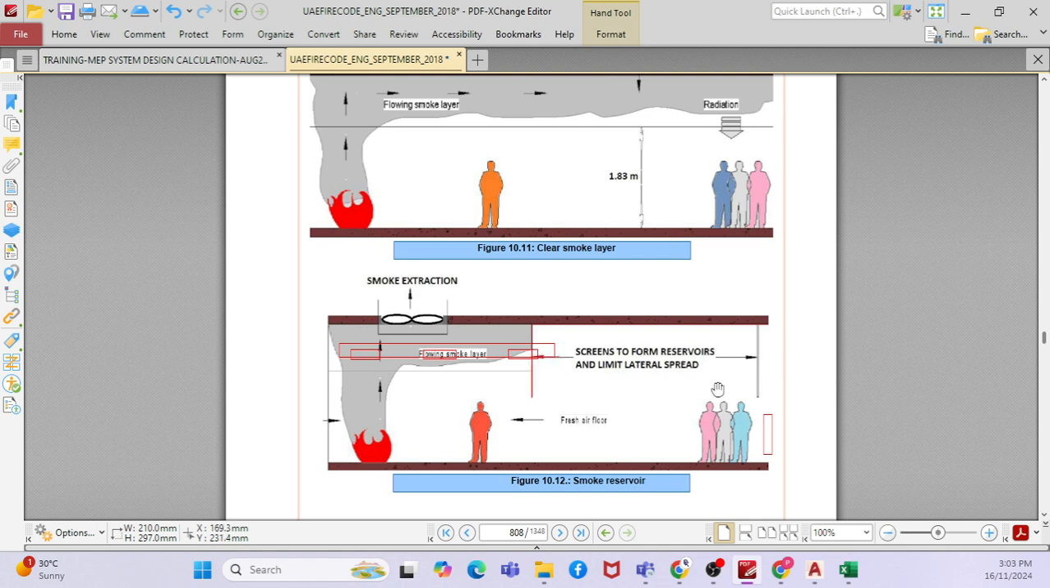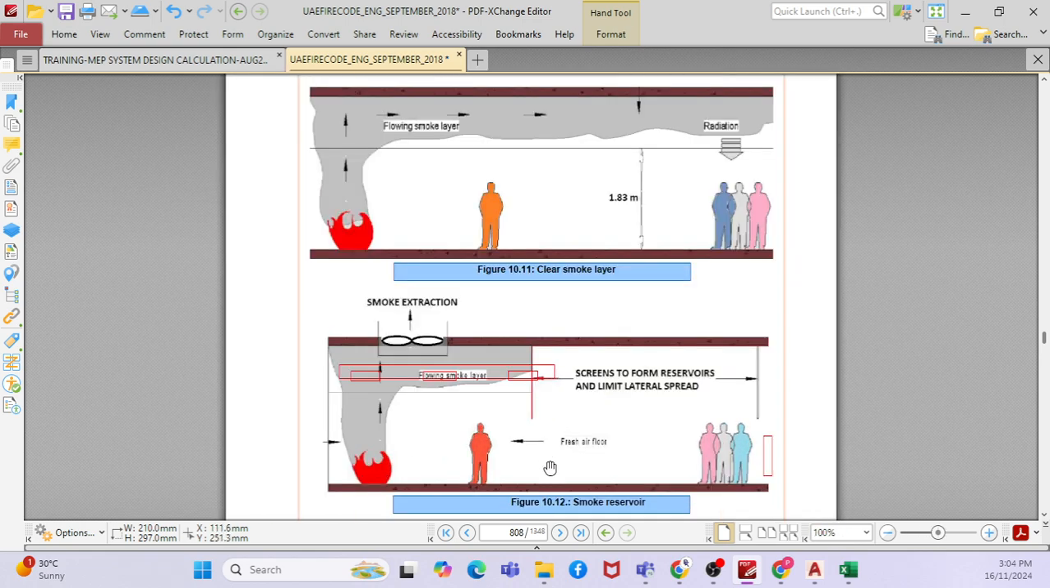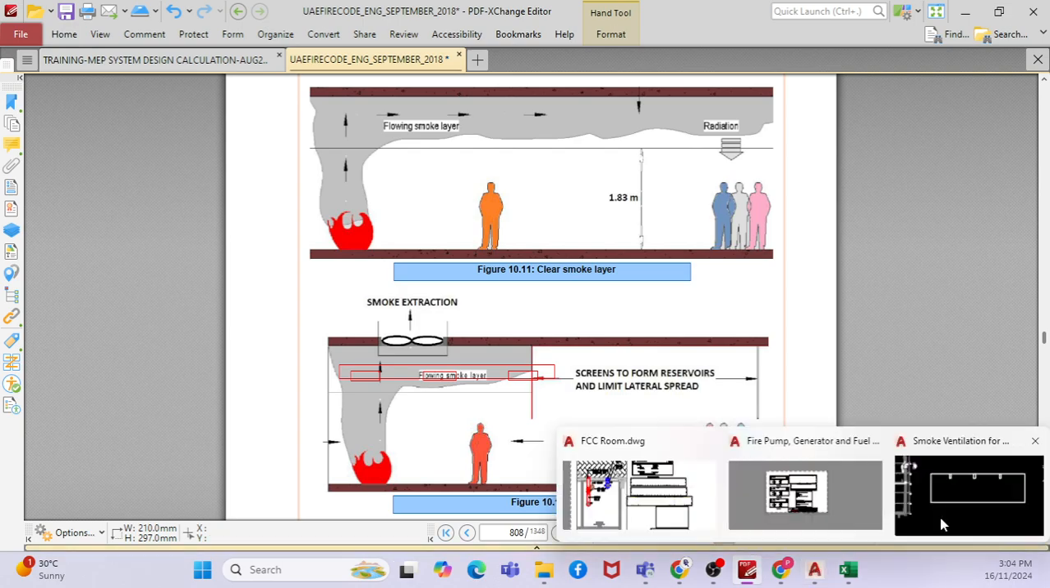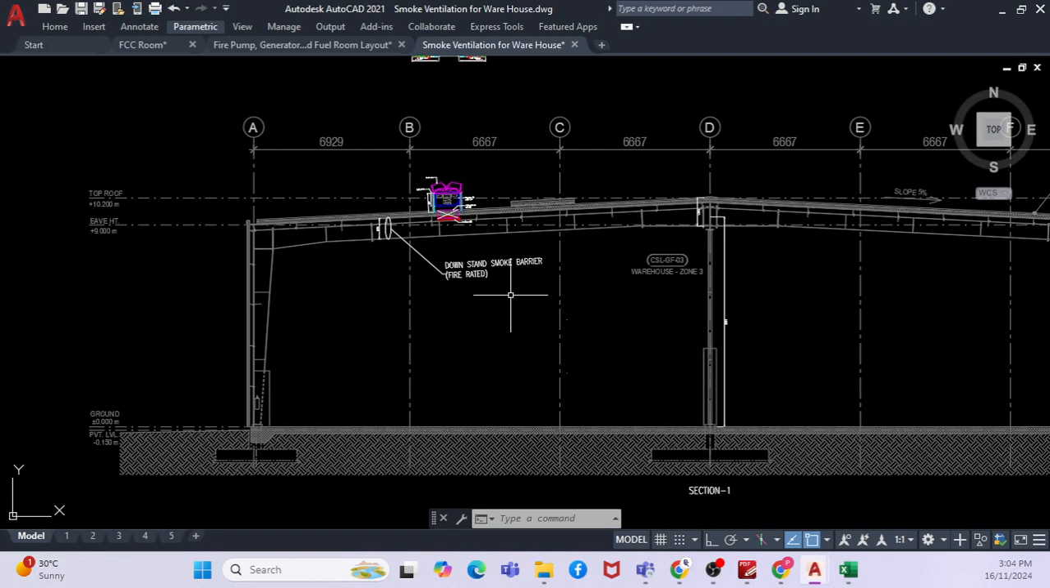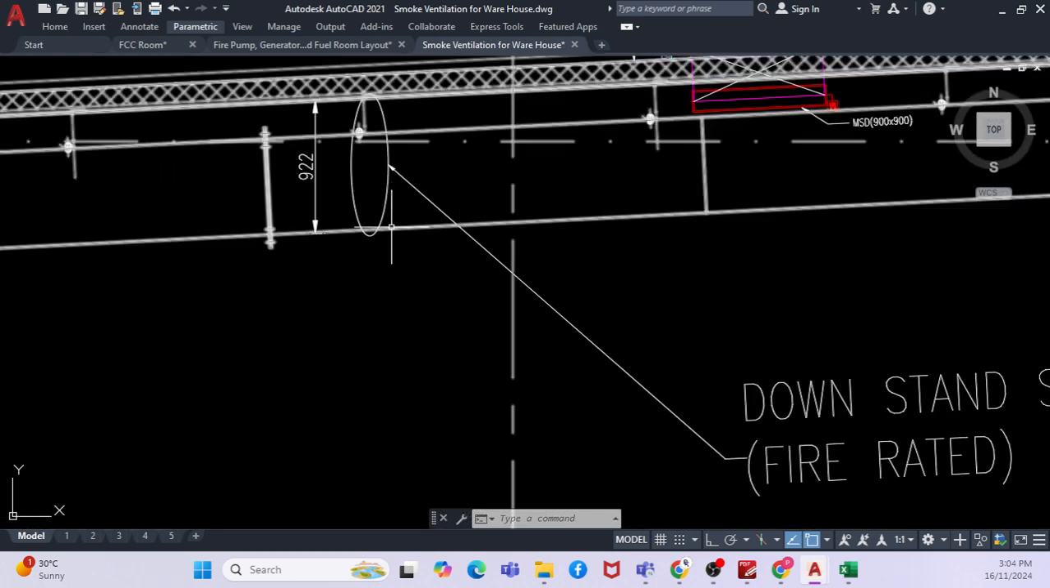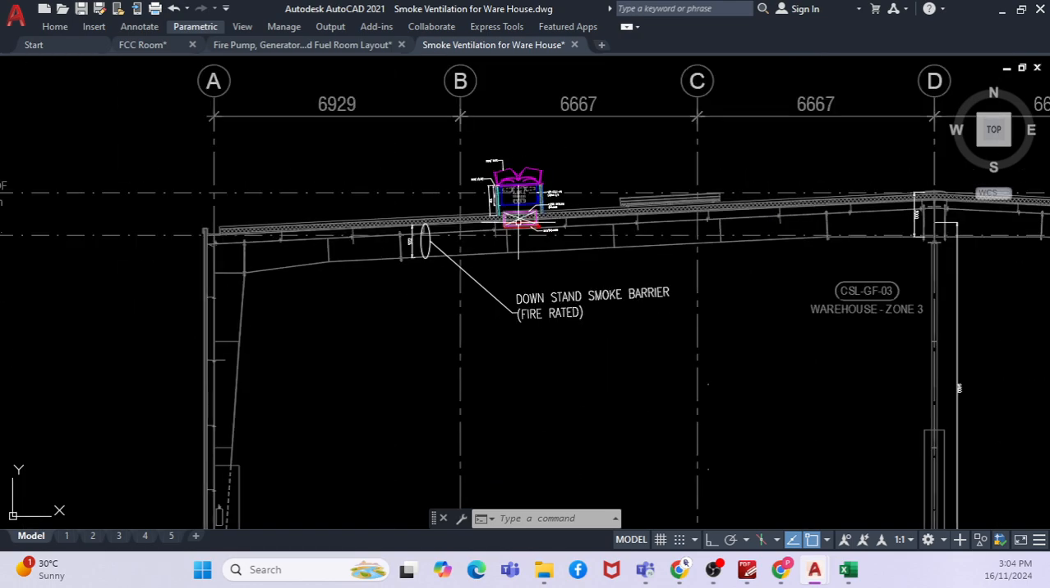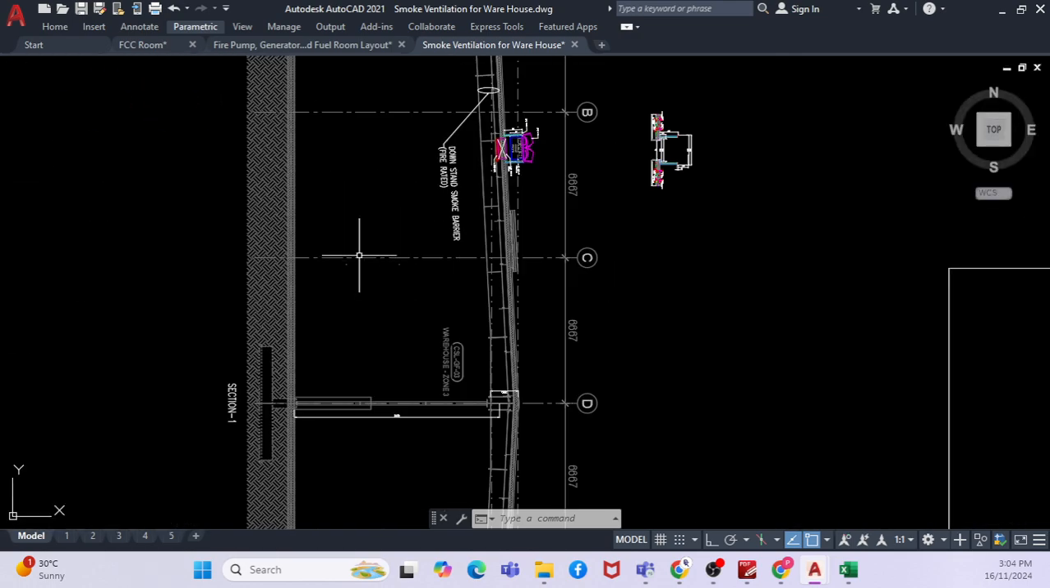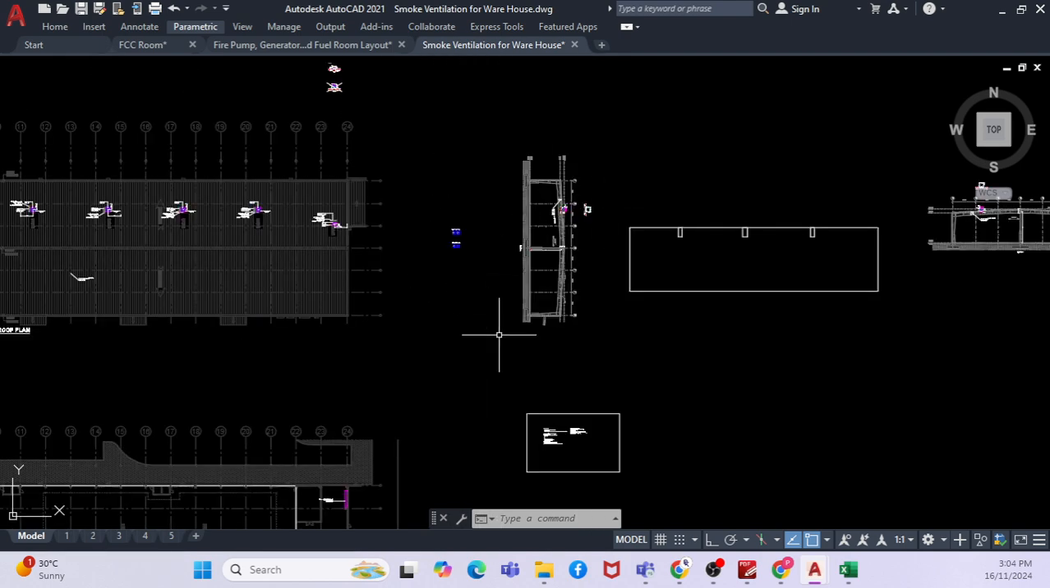For example, when you have a downstand, it's basically a beam, right? Yes, it is basically a fire rated beam, you can say. What's the height of that beam? Typically I've seen beams of maybe 500 mm, 600 mm. But when you see this particular drawing, as per the requirement, the fire downstand should be approximately 1 meter, close to 1 meter. That is also given in the code.